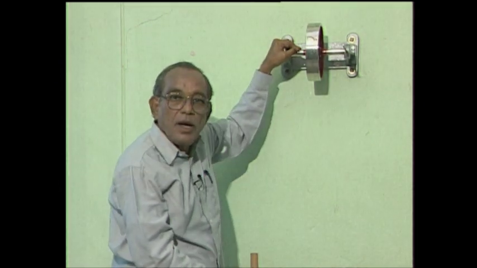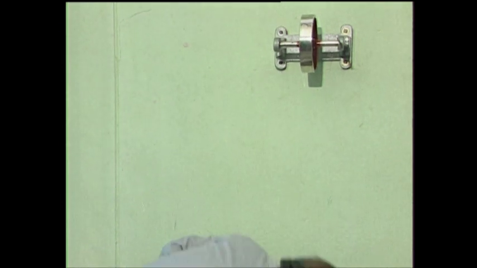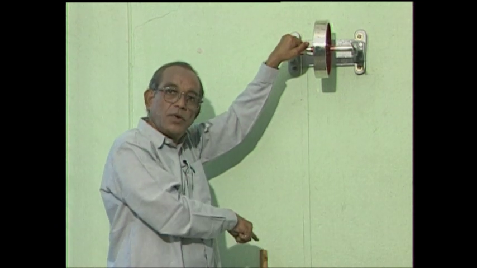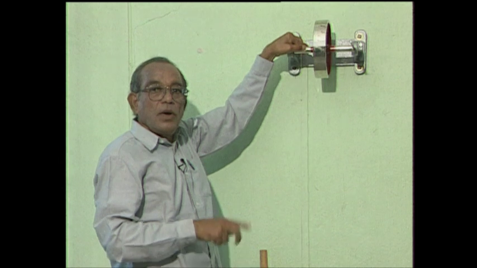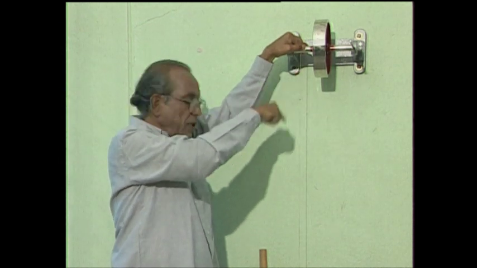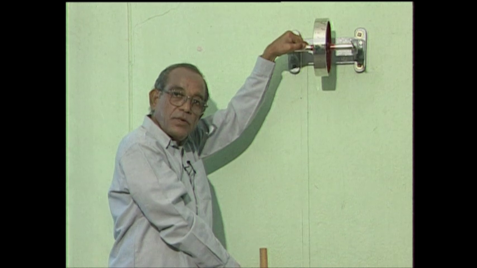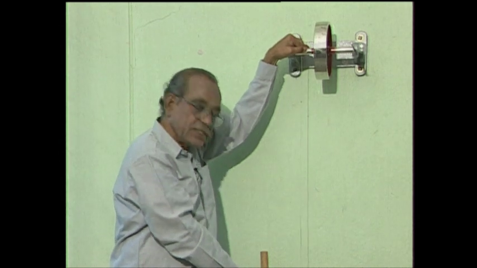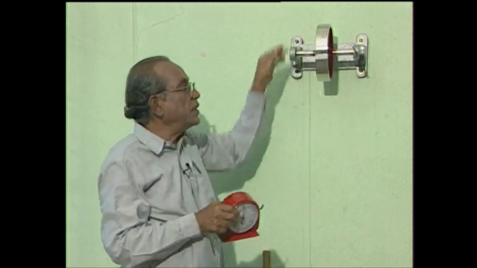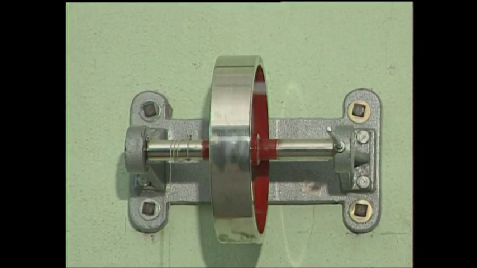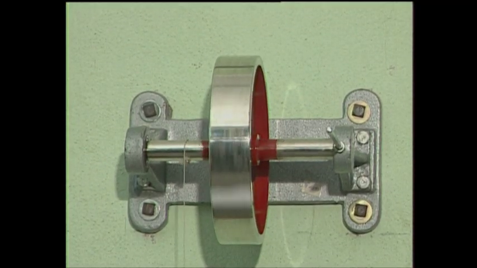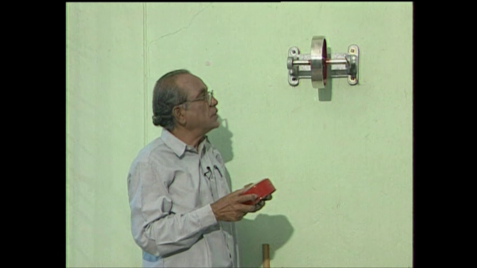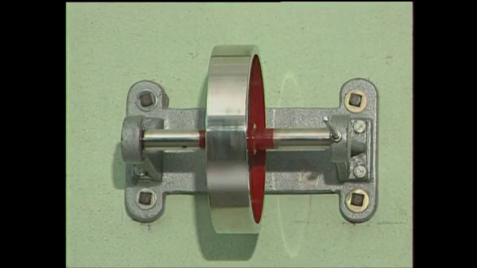Now, again we are going to adjust to the same height as before. Now, we are not going to count the number of revolutions made by the body when it touches the ground, but count the number of revolutions after the mass has touched the ground. That we are going to do. One, 2, 3, 4, 5, 6, 7, 8, 9, 10.